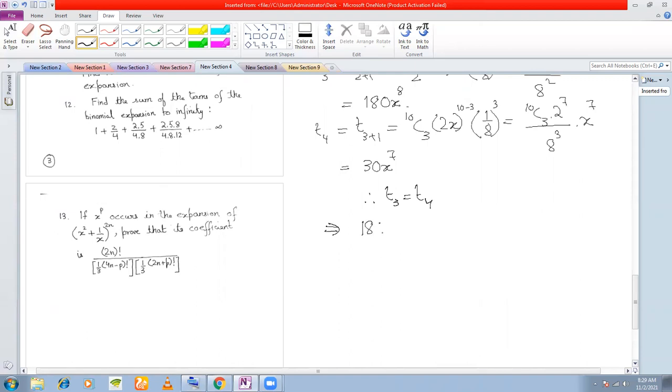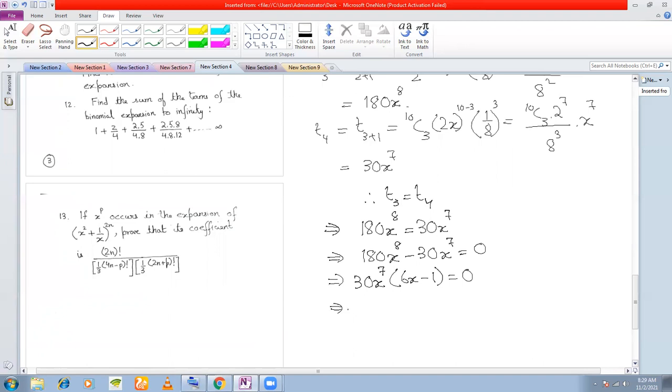180x to the power of 8. We have found T3 as this, and T4 is 30x to the power of 7. This is what we have found out. So now we can solve this equation. Take everything on the left hand side, reduce the right hand side to 0. Right? So now what can you take common from here? 30x to the power of 7. You can take common to get 6x minus 1 is equal to 0.